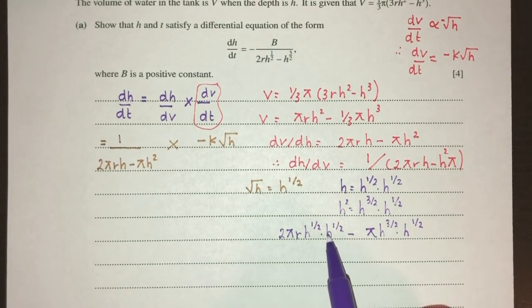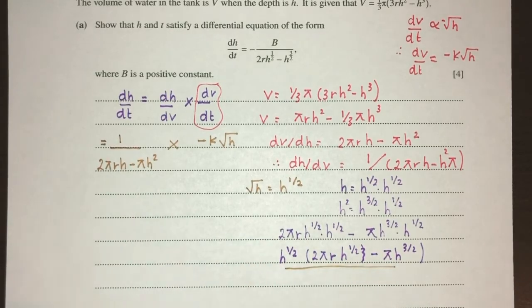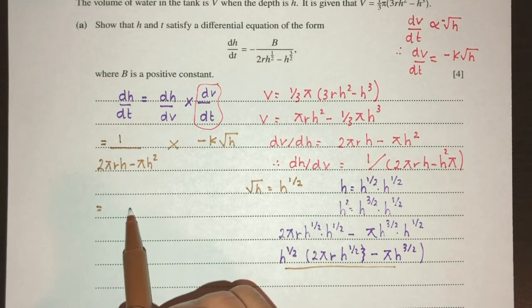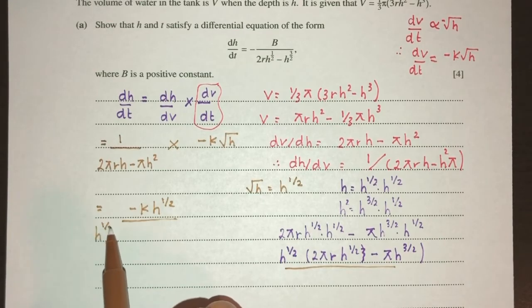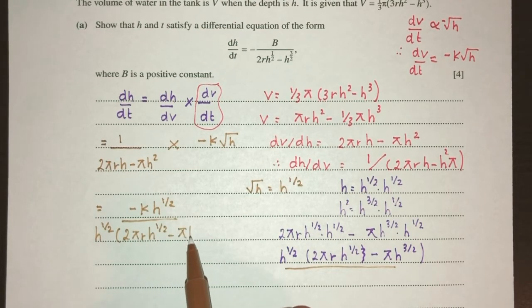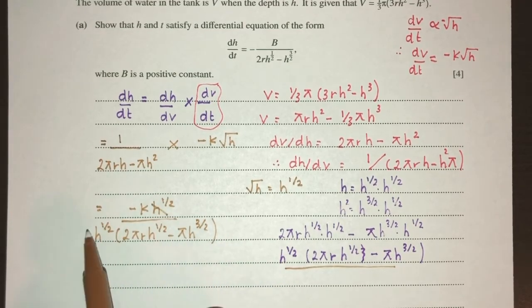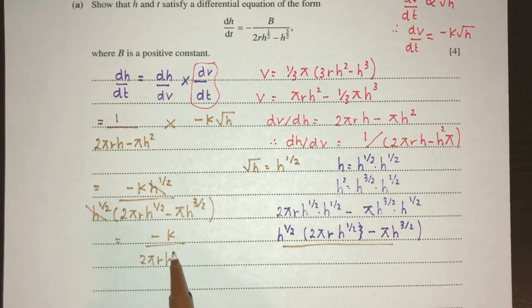Now we can factorize this out. You will have this, and then we have 2 pi r h power half minus pi h 3 over 2. As you can see, we can replace this back in the main equation. So right now you will have minus k, h power half divided by h power half will be factorized outside, and you will have 2 pi r h power half minus pi h power 3 over 2. So these two will cancel out, and you will have minus k over 2 pi r h power half minus pi h 3 over 2.